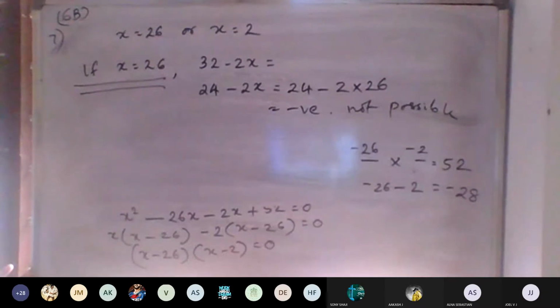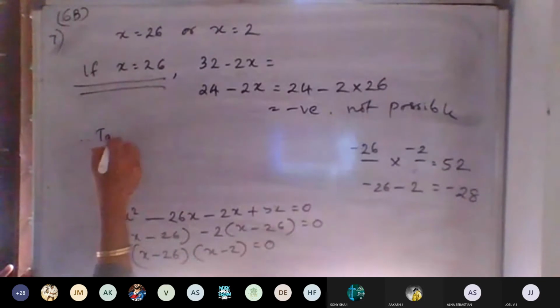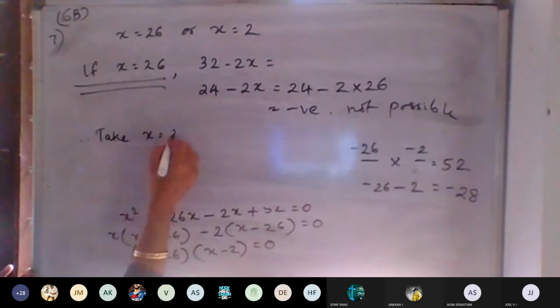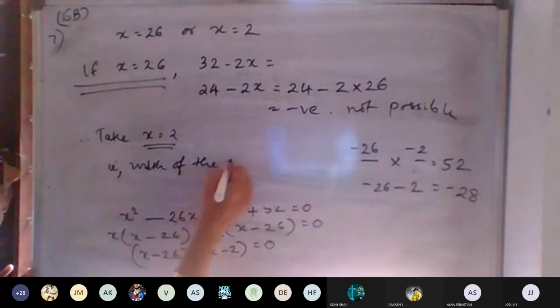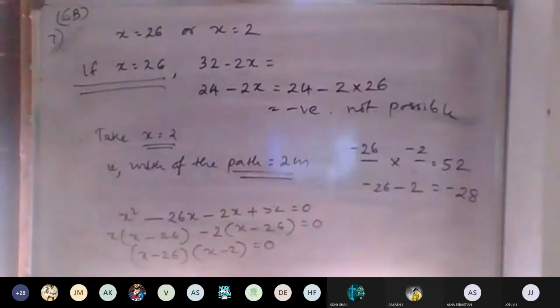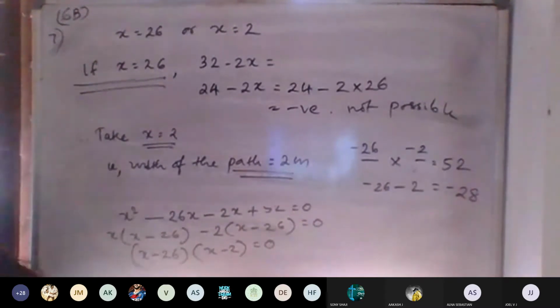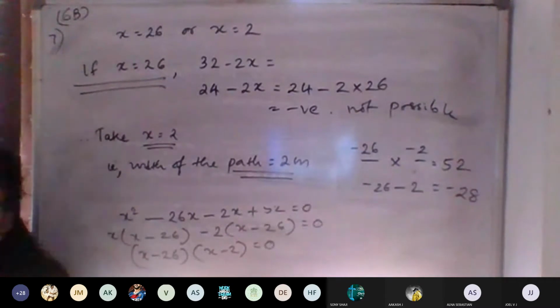Understood? Yes, ma'am. We have to find the width of the path, that only. Therefore, take x is equal to 2. That is, width of the path is equal to 2 meters. 26 is not possible for the width of the path. So x is equal to 2. Then last question, question number 8. Completed this?